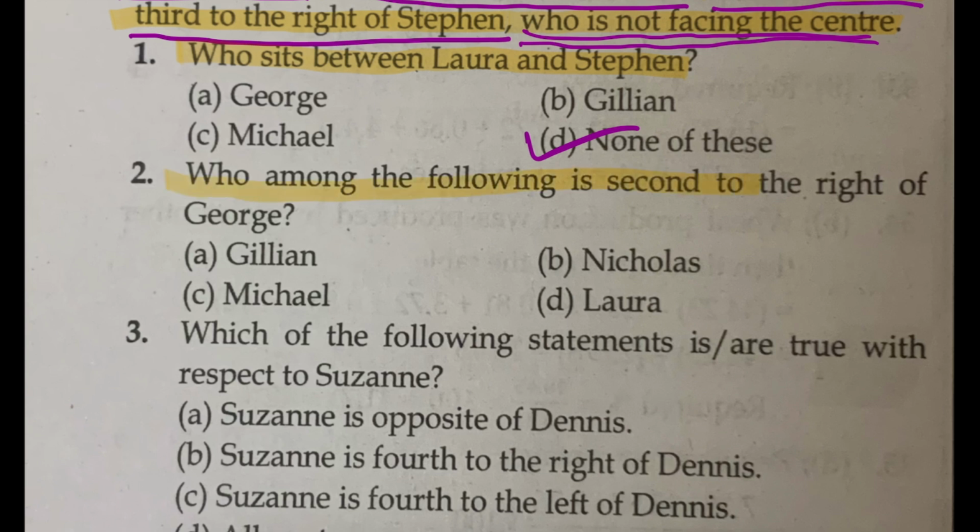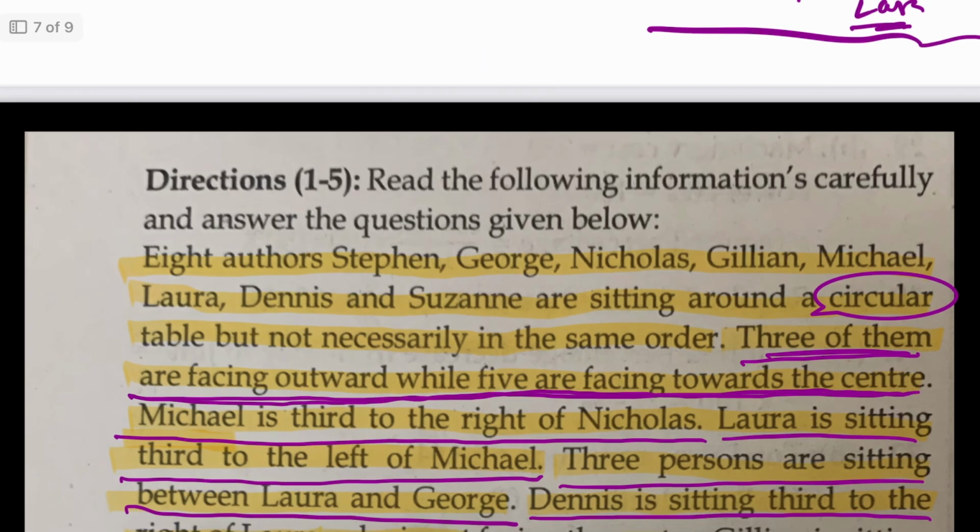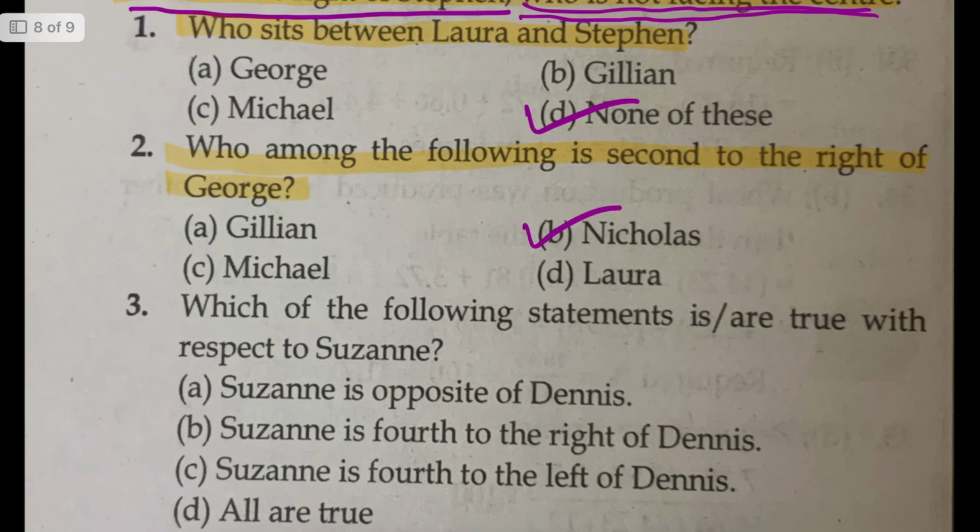Who among the following is second to the right of George? We'll see for the right. George is here. Second to the right. If he's facing inside, his right will be this side. Second is 1, 2. Nicholas. Nicholas will be the answer here. The second one will be B. Nicholas. So this is how you need to find out.